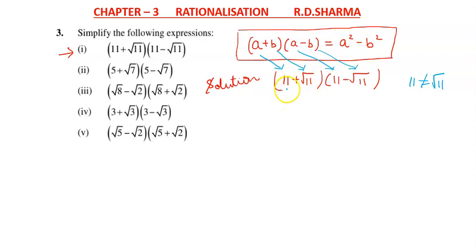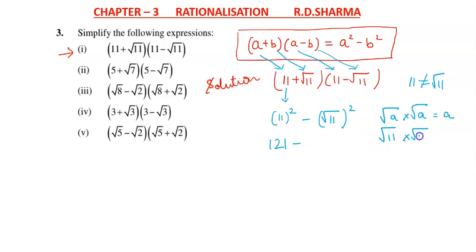So I can directly write now: this will be a square, which means 11 square, minus b square, so root 11 whole square. 11 square is 121 minus root 11 whole square. I told this law of the exponents, I've already explained this: root a into root a is equal to a. So root 11 into root 11 is equal to 11. I will write here 11. So I can subtract this: 1 minus 1 gives me 0, 2 minus 1 is 1, and here I will get 1.